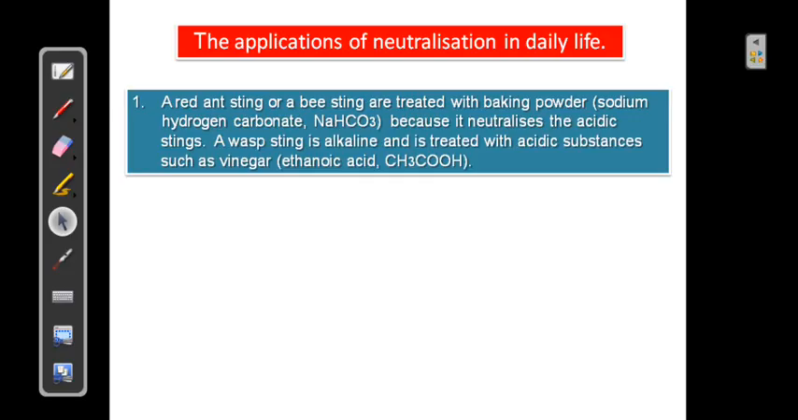So when the sting is alkali, you treat with acid. When the sting is acidic, you treat with alkali stuff. So by doing this, you revert everything back to its original form. So how important this neutralization is. Only if you know how to apply it in your daily life, otherwise neutralization will not mean anything much to you, right?